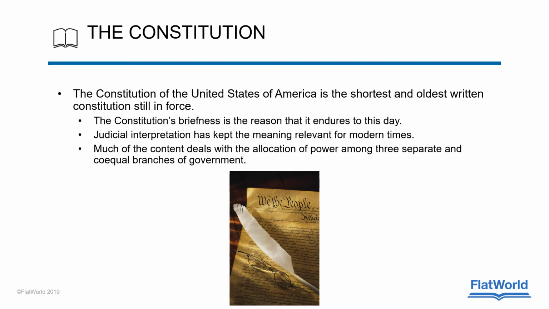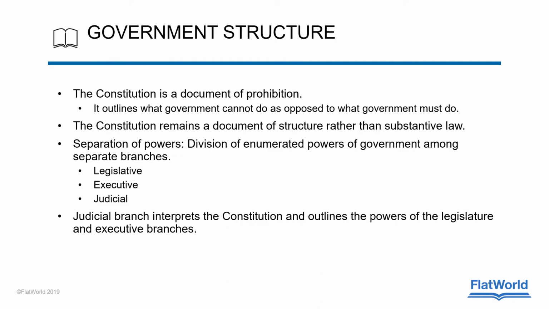So much of the Constitution deals with the allocation of power among the three separate co-equal branches of government: the legislature, the judiciary, and then the executive office, which is the presidency. The Constitution, interestingly, is a document of prohibition. It outlines what the government cannot do as opposed to what the government must do. So that's something worthwhile to keep in mind.